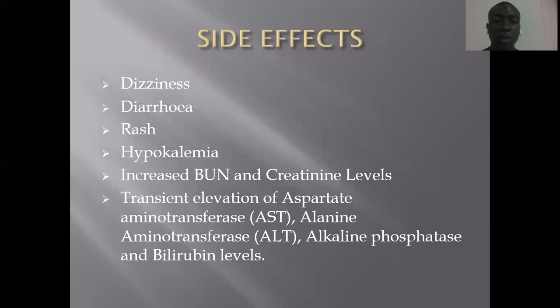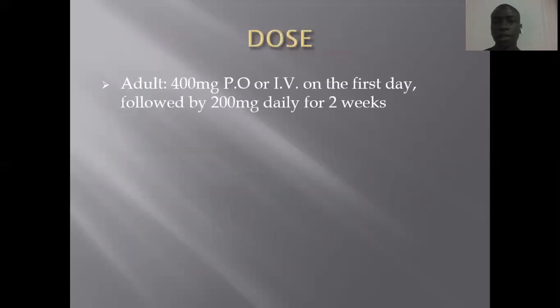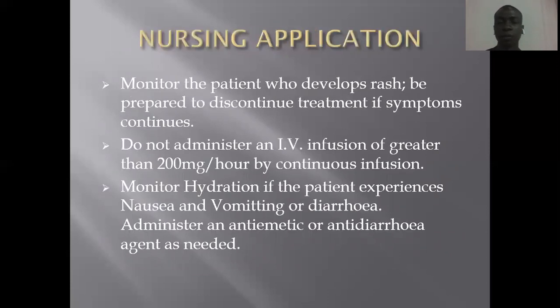Side effects of fluconazole: dizziness, diarrhea, rash, hypokalemia, increased blood urea nitrogen and creatinine levels, and also elevated levels of AST and also ALT, and also alkaline phosphatase, and also bilirubin levels increase. So these are the side effects. Dose in adults is 400 milligrams oral or IV on the first day, followed by 200 daily for 2 weeks.